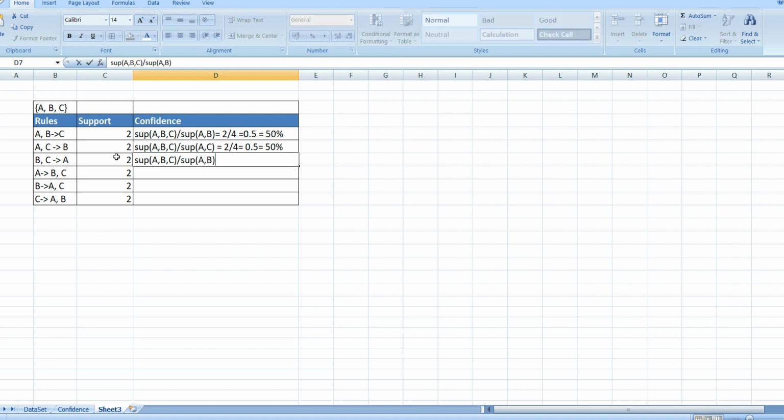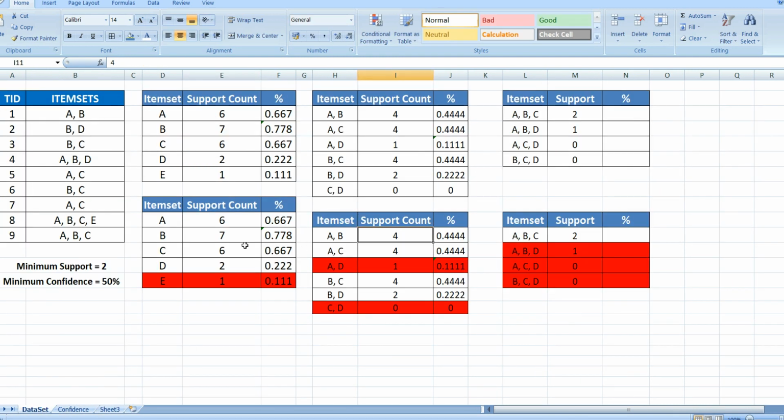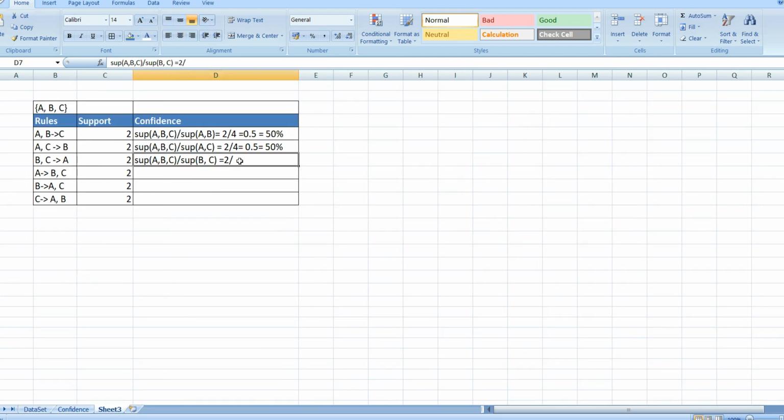We do the same again, and this time our antecedent is B and C. We already have our support divided by, we go and check the support of B and C from the previous. B and C again is a 4. So we put a 4 and our result is 0.5, which again gives us 50%.